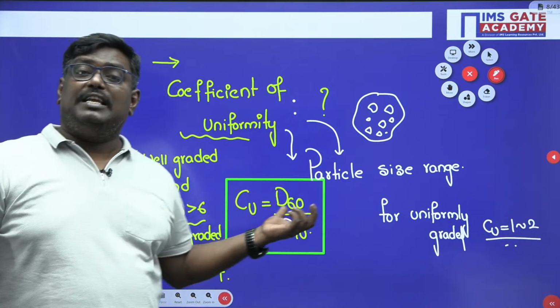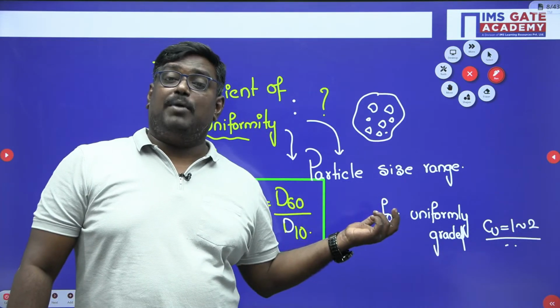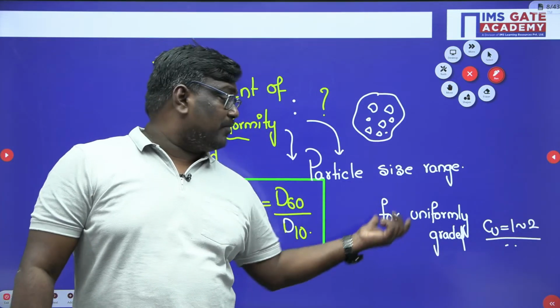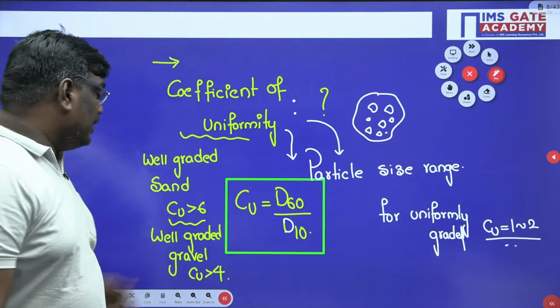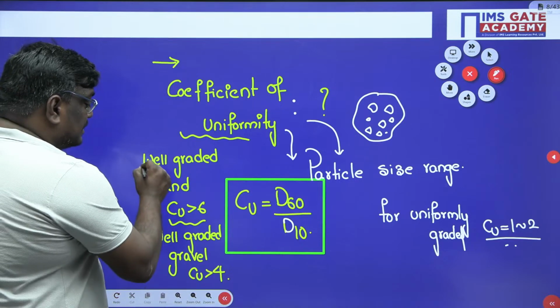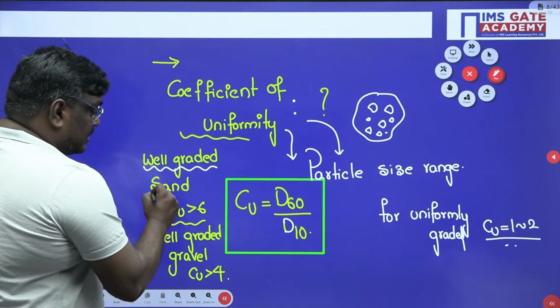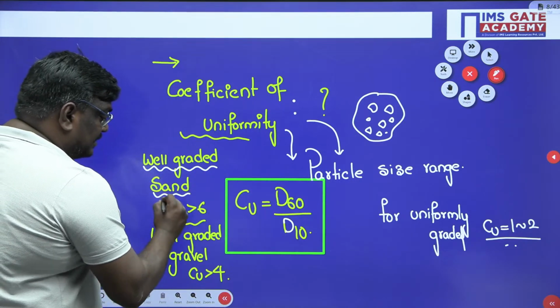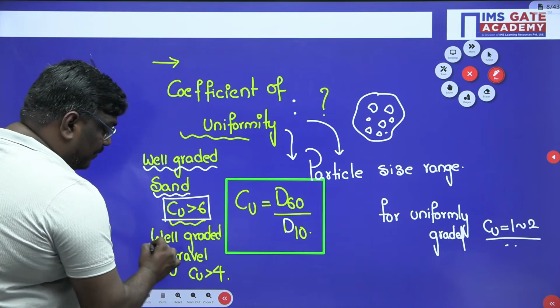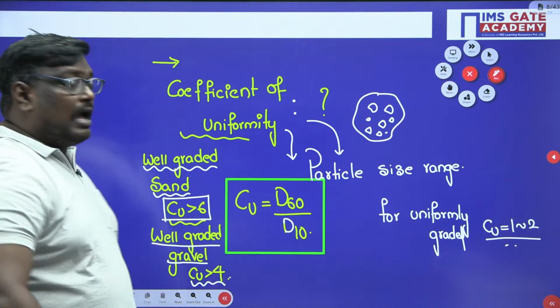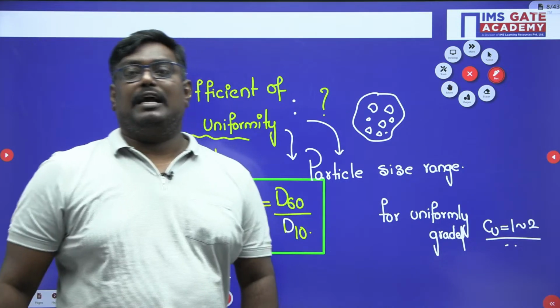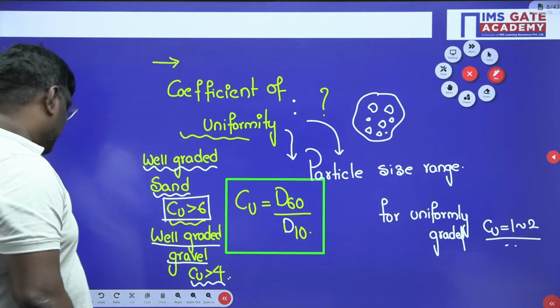Coefficient of uniformity is defined as D60 upon D10, and remember, for uniformly graded soils Cu lies between 1 to 2, and for well graded sand, Cu value should be greater than 6, and for well graded gravel Cu value should be greater than 4. I hope this is clear for you regarding the coefficient of uniformity.